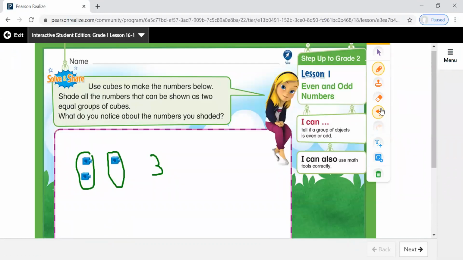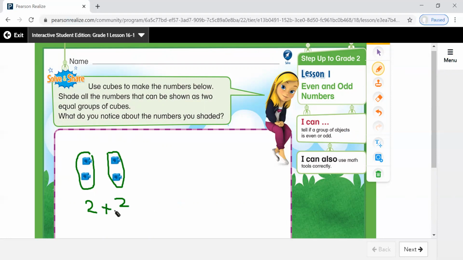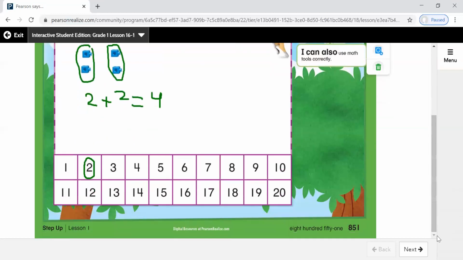What about number 4? I have here 3. Now 4. I have 4 cubes. Now, can I put these 4 cubes into two equal groups? Of course, yes. Here I have 2 cubes in the first group and here I have 2 cubes in the second group. So 4 is even. Why? Because I can put it into two equal groups. So I will circle it.